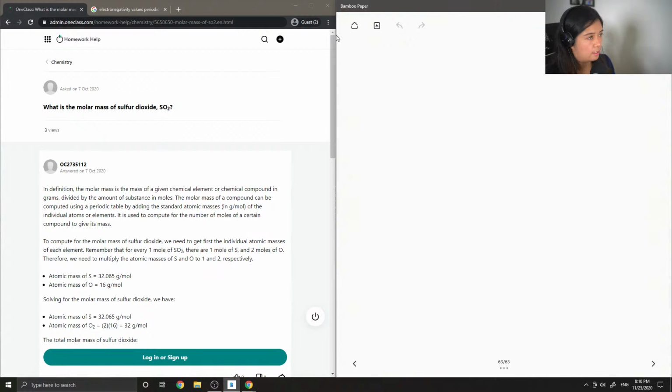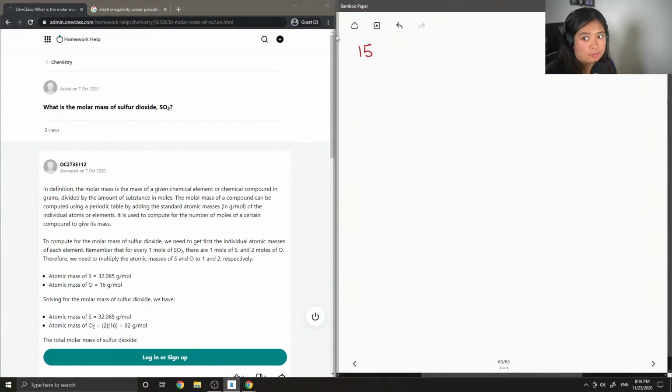Question 15 just asks, what is the molar mass of sulfur dioxide? So to find the molar mass of sulfur dioxide, we would need the atomic masses of both sulfur and oxygen. These values are just found on your periodic table.